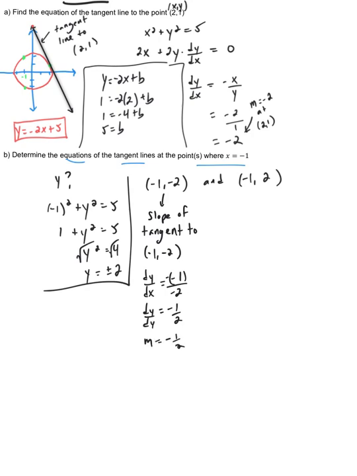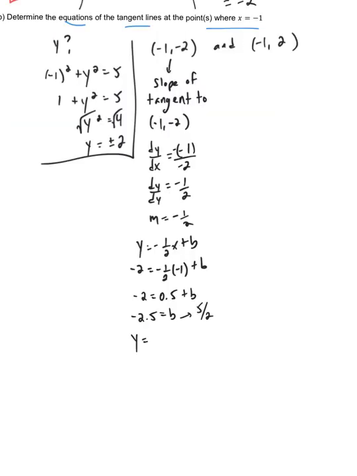And our point is (-1, -2), so we could solve for our y-intercept. y equals -1/2 x plus b. Plug in: -2 equals -1/2 times -1 plus b. So we get b equals -2.5 or -5/2. So our equation is y equals -1/2 x minus 5/2, or if you're keeping that in decimal form, -0.5x minus 2.5.